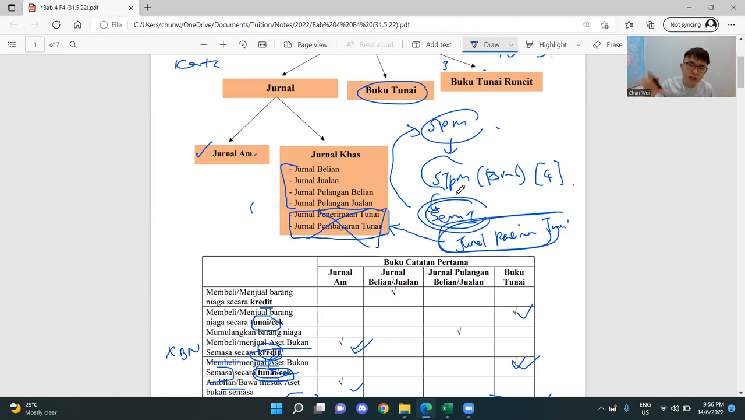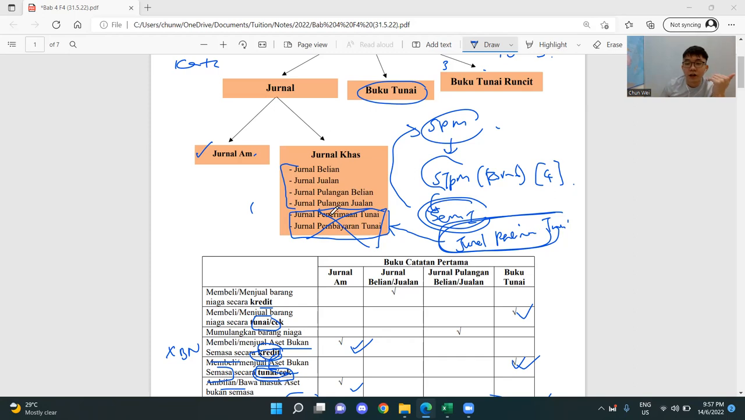Every part of accounting, you just need to know. You must at least know them. You don't have to memorize all of them, but know them so that when the exam question comes up, you know how to do it. Do you understand or not? If yes, give me a yes in the chat box. This is to remind you that all these little tiny things, you better not overlook them. Like buku tunai runcit, later we learn about it as well. That is a small part that a lot of people overlook, but if it comes out, it's very easy to score.